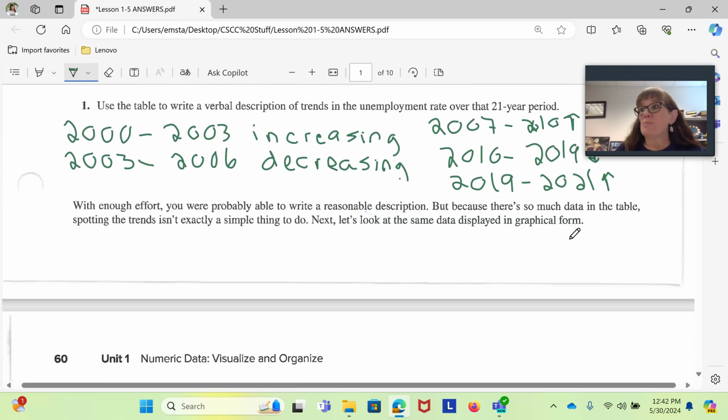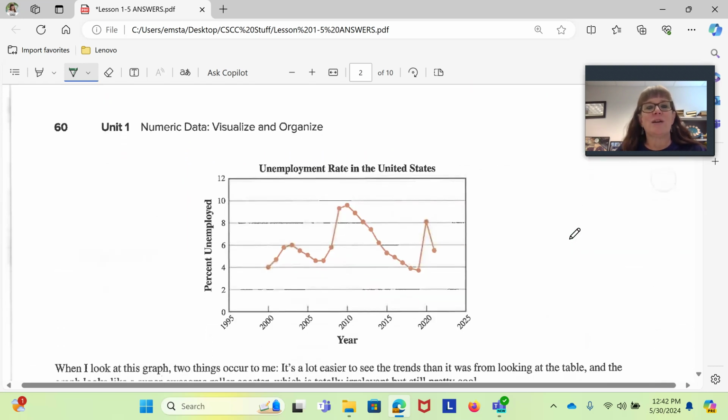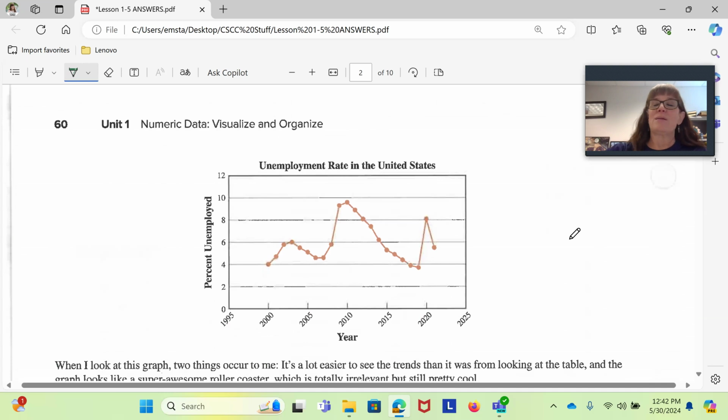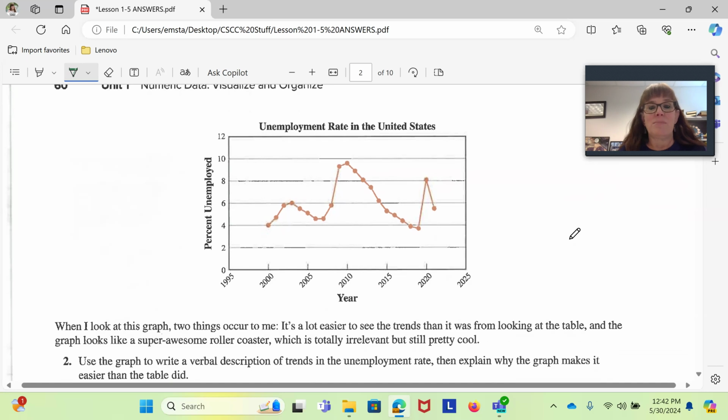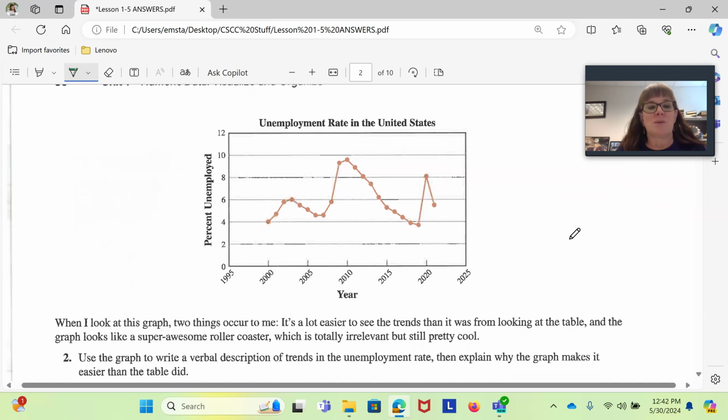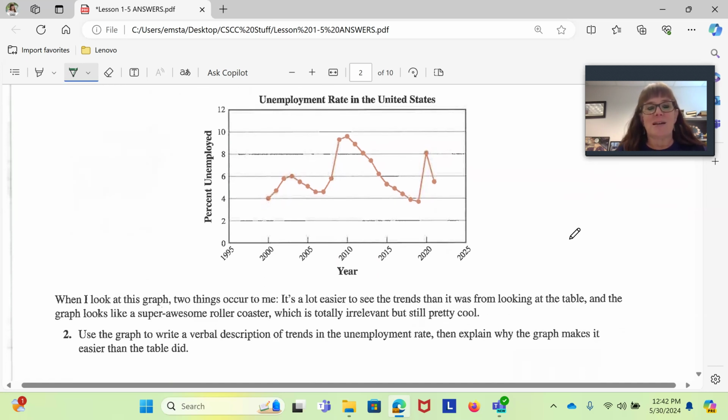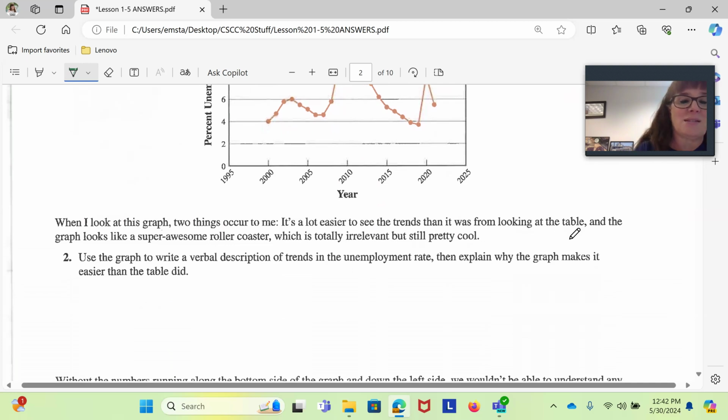But let's look at the next page, page 60, and look at this in graphical form. Look at how much easier that is to read. It is so much easier now to say when it's increasing, when it's decreasing. So it's the same verbal description that we gave in number 1, but it's a whole lot easier. So you do not need to write this again. We'll say the same as number 1 because the data hasn't changed.